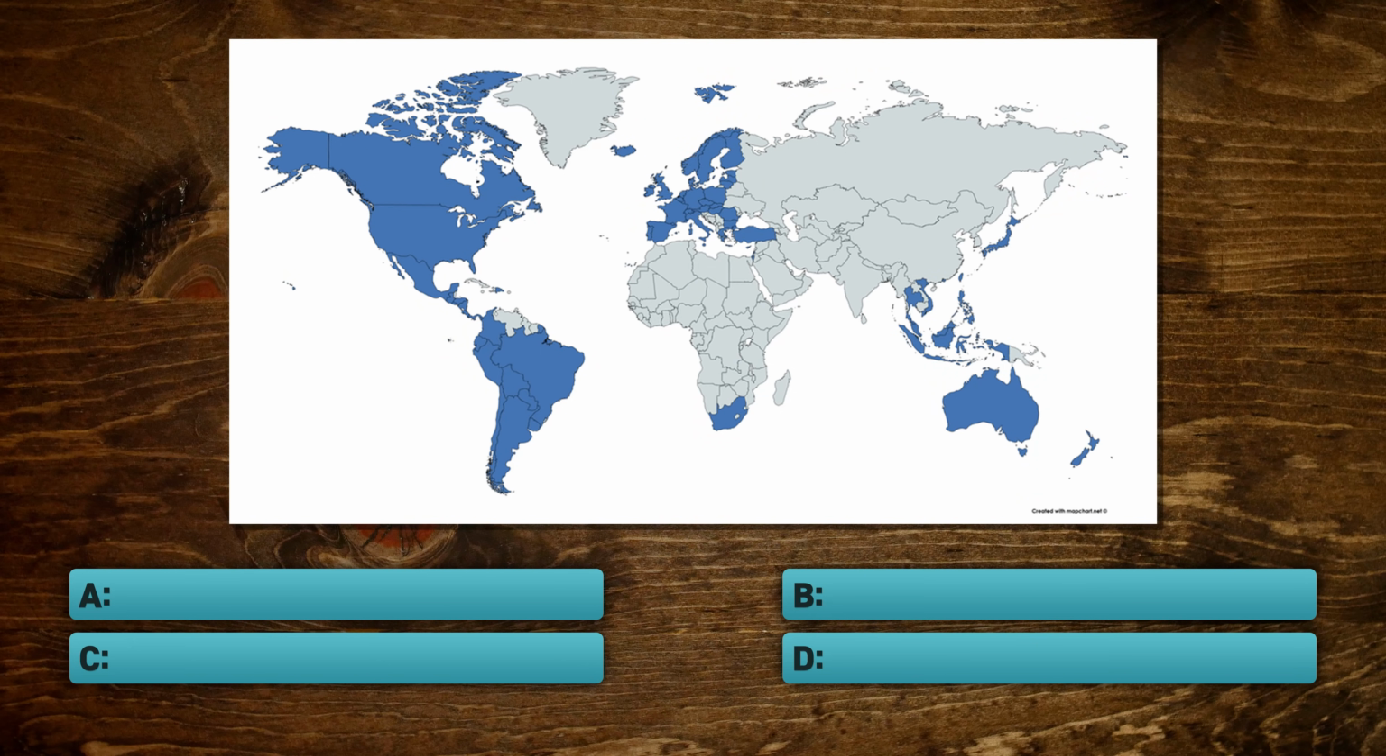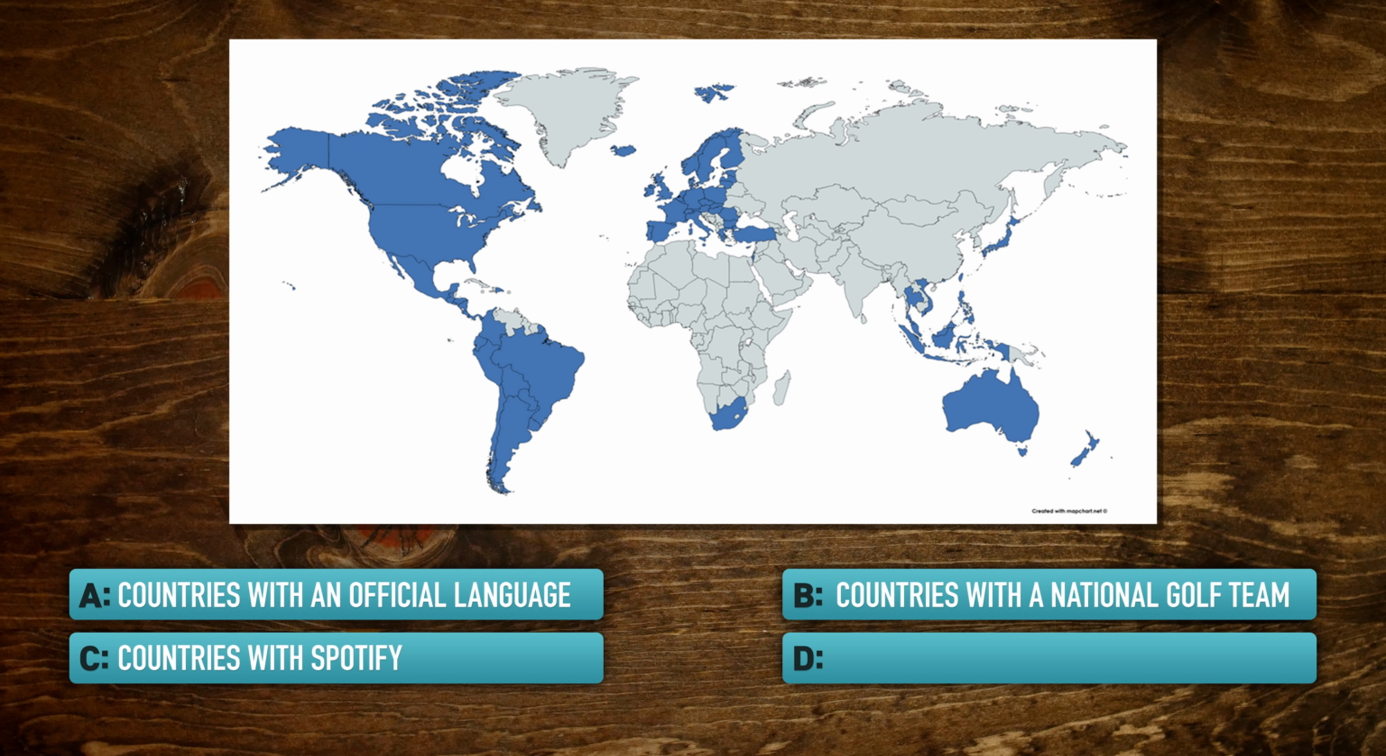I can do it. Okay, this one's even simpler. They're just either highlighted or not. What does this represent? Which countries have an official language? Which countries have a national golf team? Which countries have Spotify? Or which countries are blue?